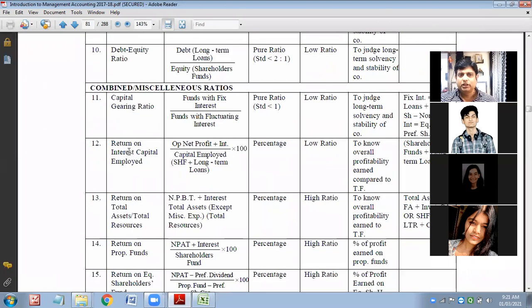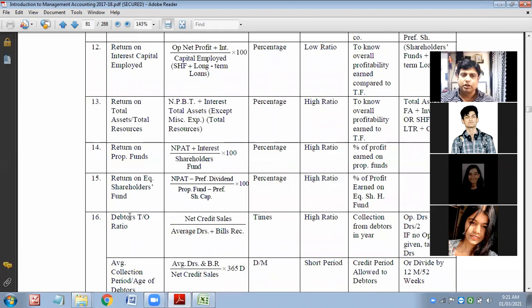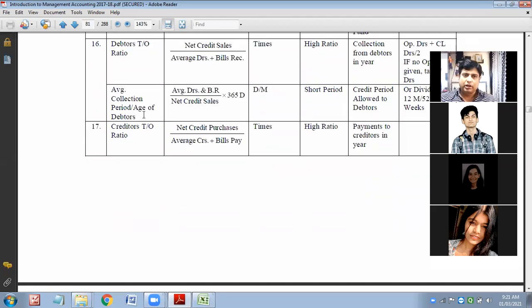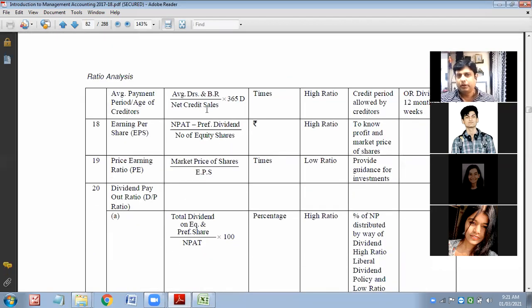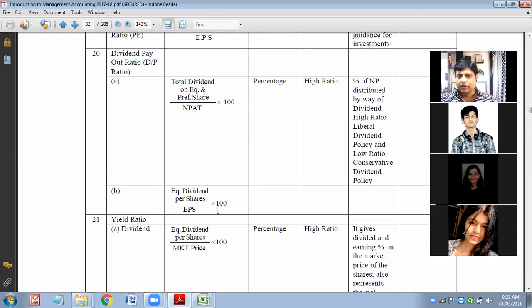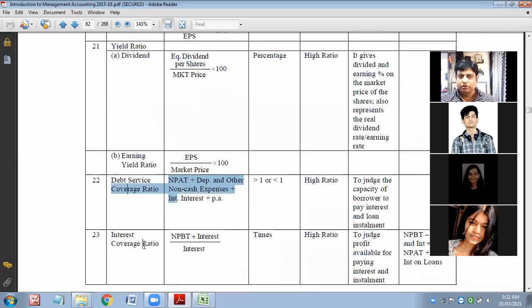And from here onwards is return on capital employed, return on total asset, return on proprietors' fund, return on equity shareholders' fund. These are return ratios. Debtors turnover ratio or average collection, and just now I have told creditors turnover ratio or average payment. Earning per share, I have just told you, will be expressed in terms of rupees. Price earning ratio, I told you, will be expressed in terms of times. And dividend ratios: total dividend and equity dividend. Yield ratio, how much returns we are getting. Debt service coverage ratio and interest coverage ratio.